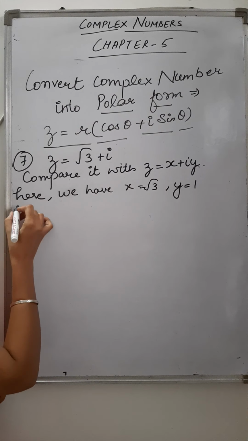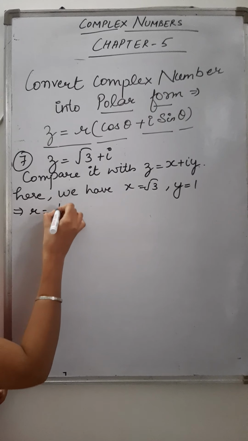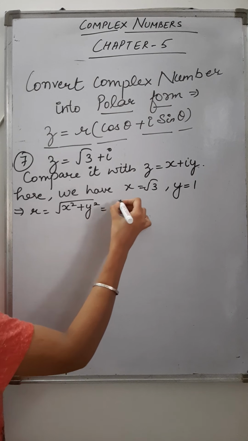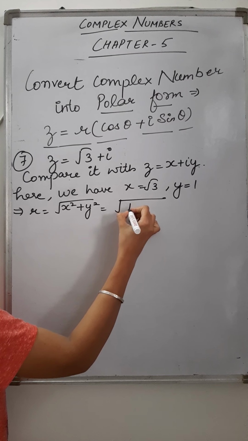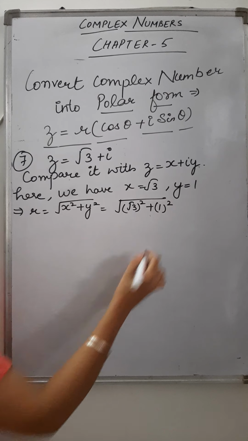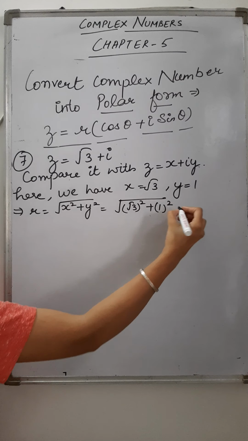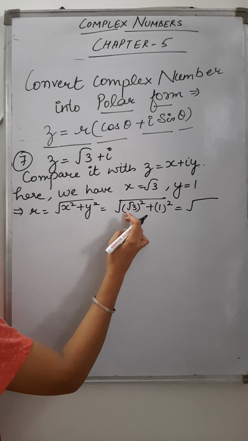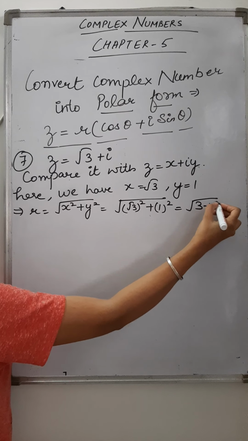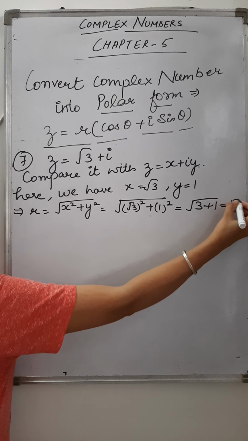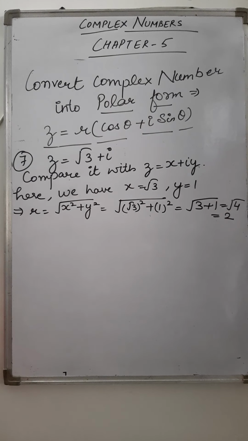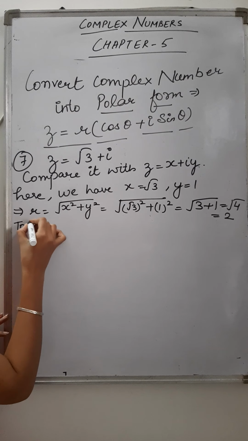This implies r is equals to under root x square plus y square, which is x is under root 3 square plus y is 1 square. Under root and square cancel out. Here is 3 and 1 square is 1. 3 plus 1 is 4. Under root 4 is 2. Now to find theta.